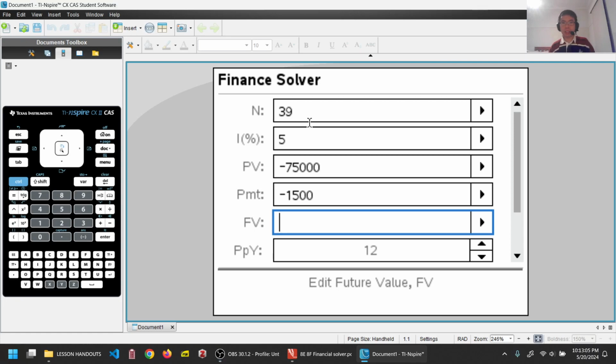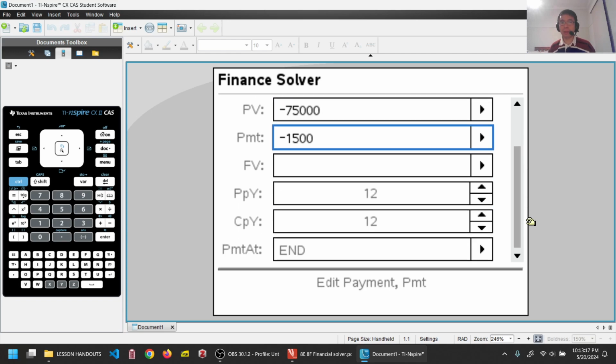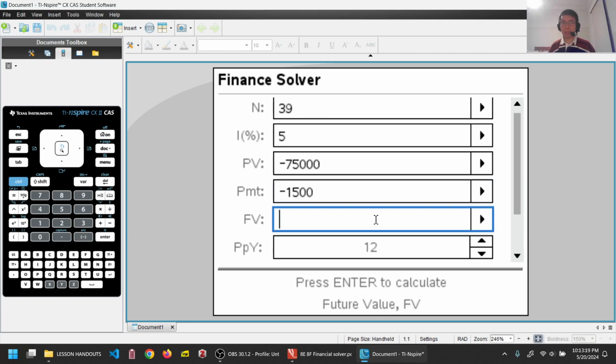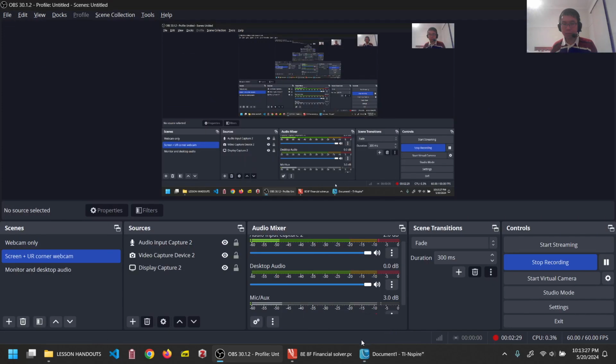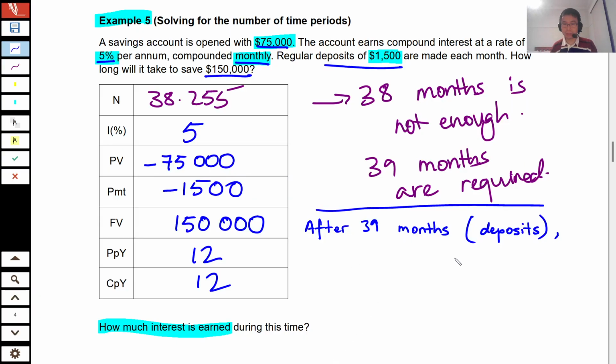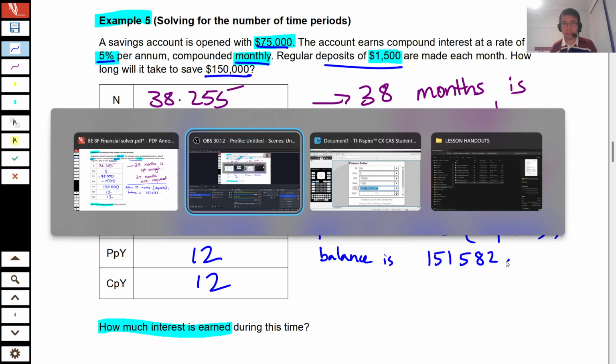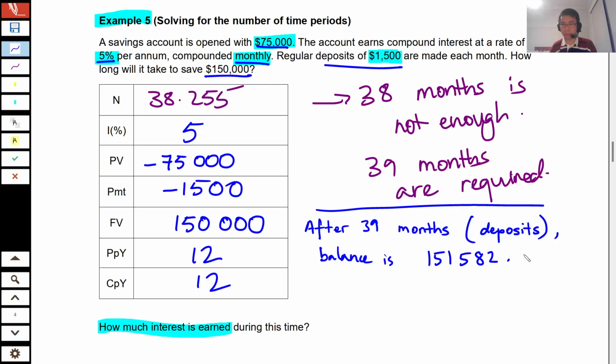If we go to the calculator and put in the numbers that we used last time, but this time I'm going to use n equals 39, with I, PV, payments, and PPY and CPY the same, and this time I'm going to solve for the future value. If you do that, we get 151,582, and then rounding to the nearest cent, we get 0.28.